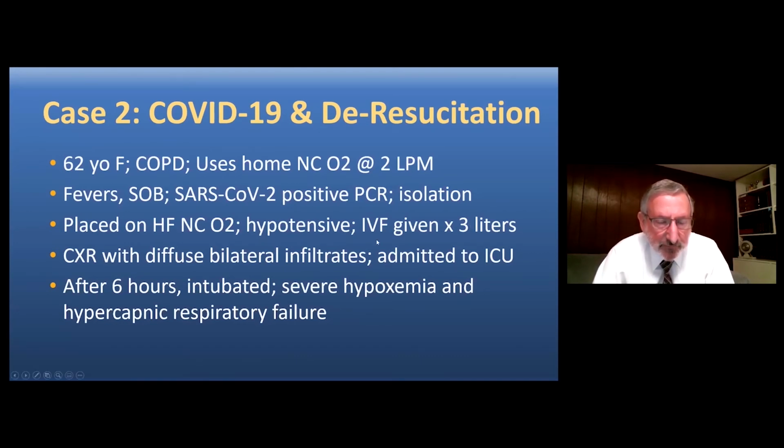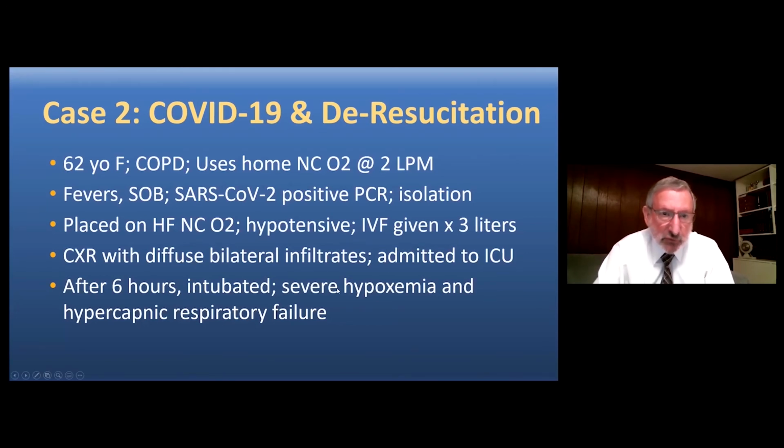Now the doubt would be how much of those infiltrates were the 3 liters that leaked into the lung, or how much of those infiltrates were COVID with a capillary leak and fluid entering the lung, or how many of those infiltrates were actually a viral pneumonitis. So the patient was moved to the ICU, did get intubated, had severe hypoxemia plus hypercapnic respiratory failure.